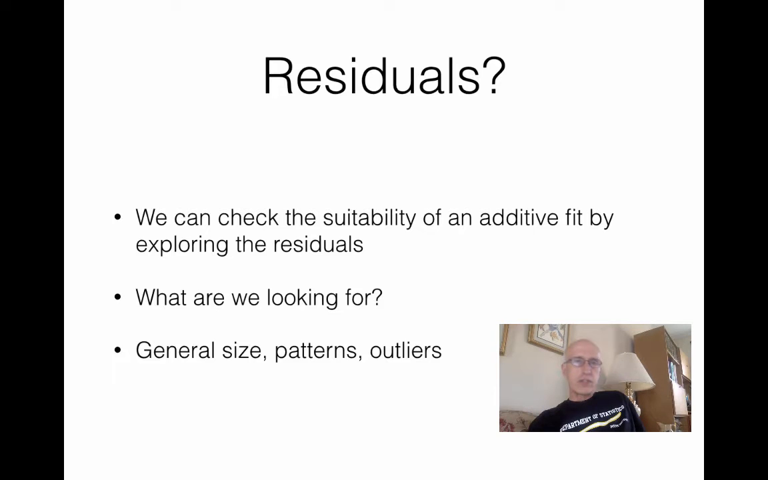In order to see if it's a good fit or not, we look at the residuals. We're interested in how large they are relative to the common row effects. We're interested in any patterns in the residuals. And we're also interested in looking for outliers. Outliers are residuals that deviate a lot from the general residual.